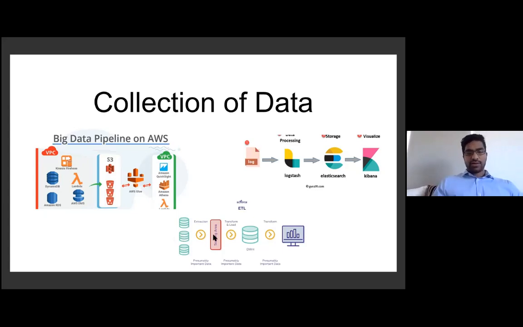Next thing is, of course, extraction, transformation, loading. They generally don't run every second. They run maybe once a day or once a week, because you have the data already stored in databases. It's just ensuring that you run this when the load is low, so that the database doesn't suffer huge load.